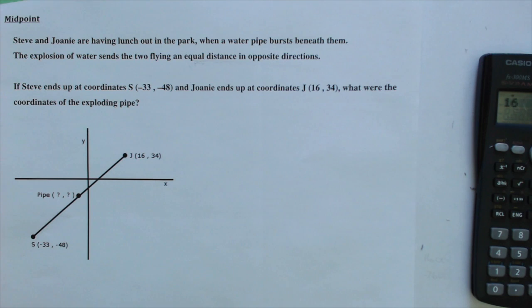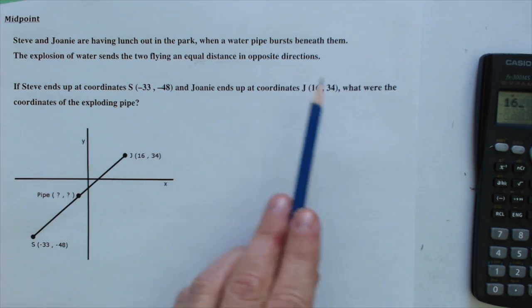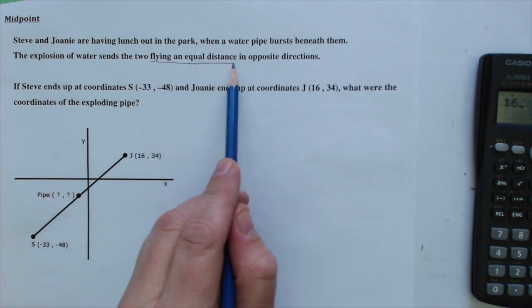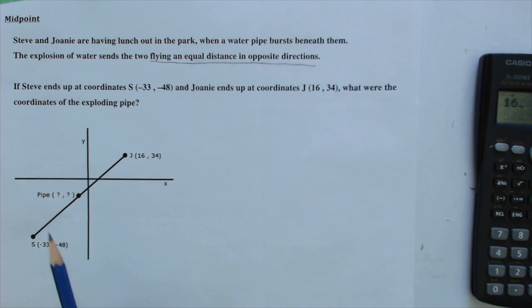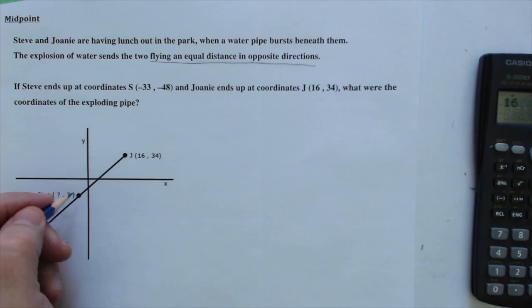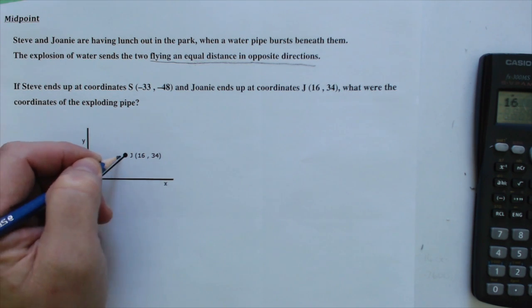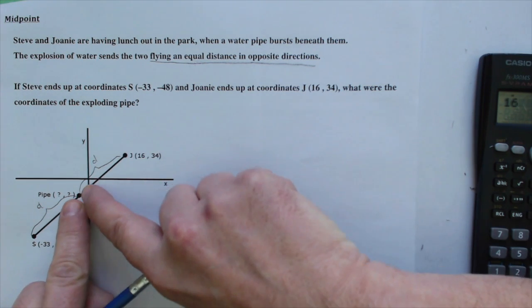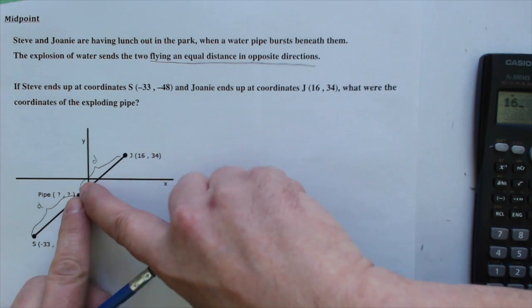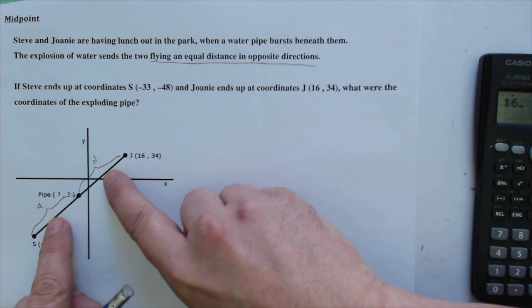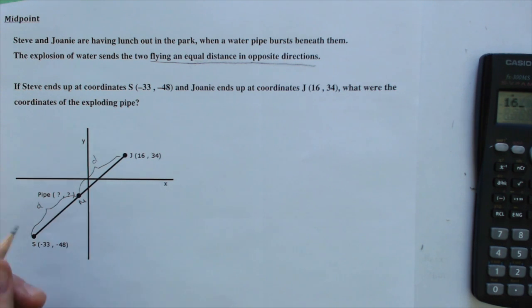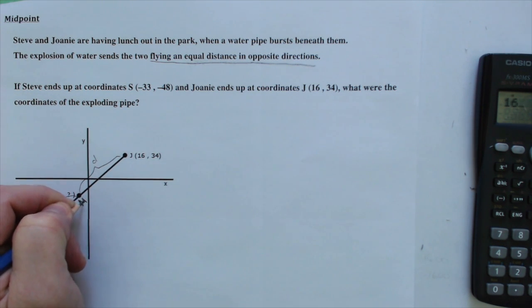what were the coordinates of the exploding pipe? So really the only tricky part here is understanding why this is a midpoint and what it is in the wording here that makes this a midpoint formula. So this is the key here, that the two fly an equal distance in opposite directions. So you can see that Joni flew this way a particular distance, and that distance is the same as the distance that Steve flew. So they both flew in opposite directions, the same distance. Because of that, this distance is the same as this distance, that makes this, the point where they were eating, where the pipe exploded, the midpoint. So that's my M right in there in case you couldn't quite make that out.